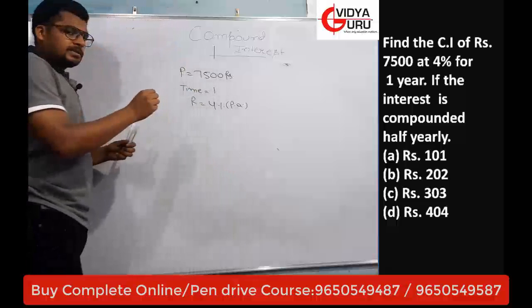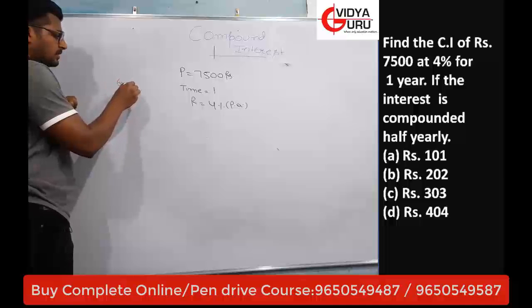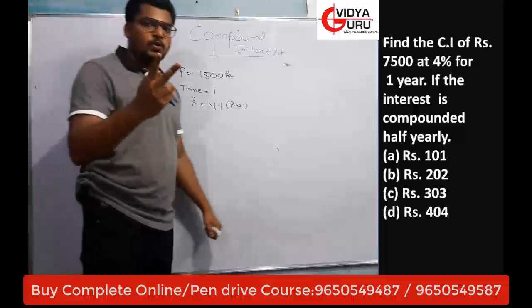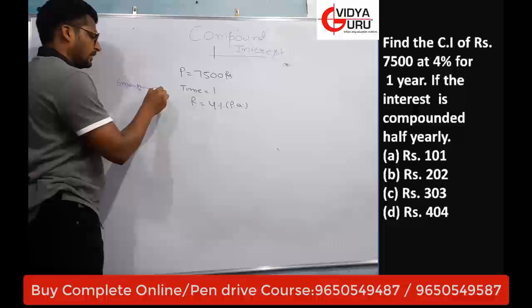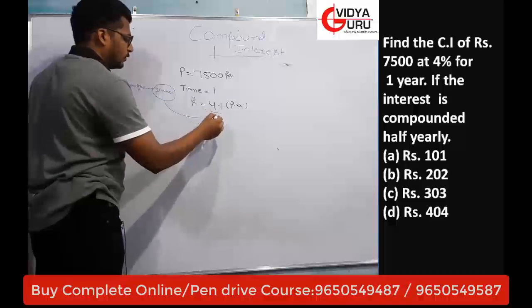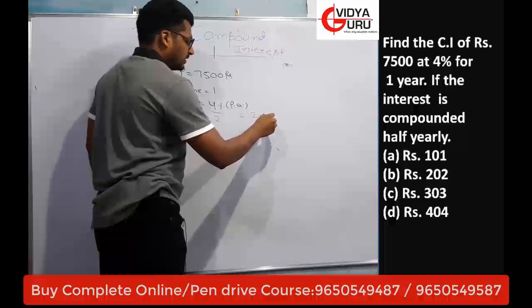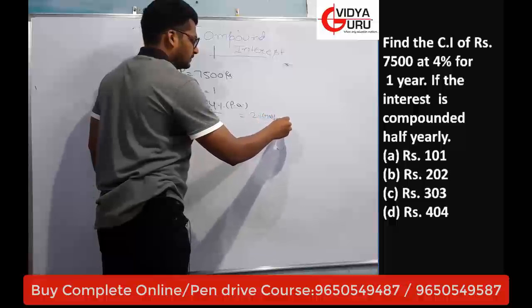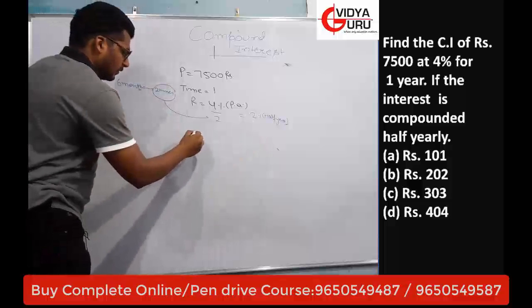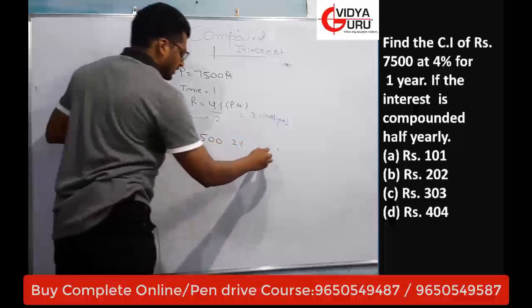What will we do in this question? For half yearly, we will count how many times 6 months come in a year. 6 months come 2 times in a year. That means the rate will be divided by 2. For half year, the rate will be 2% for half year.